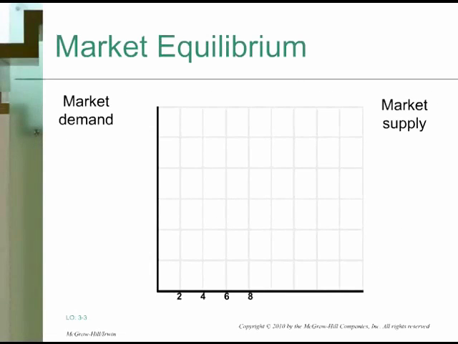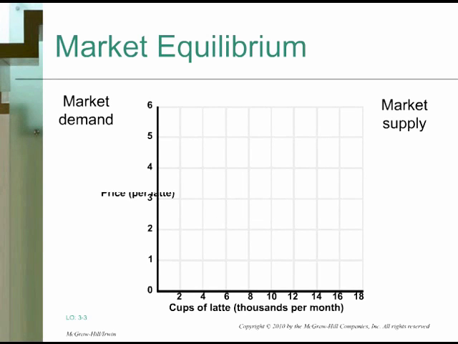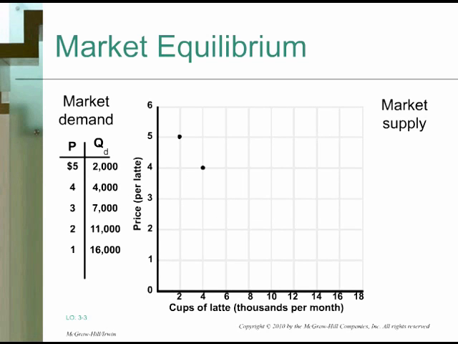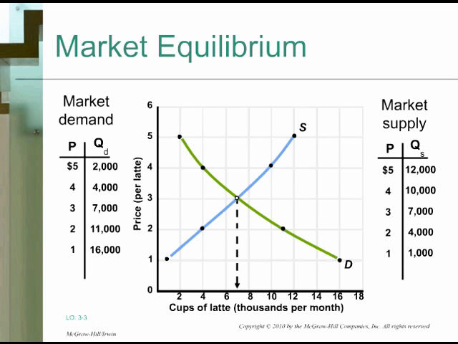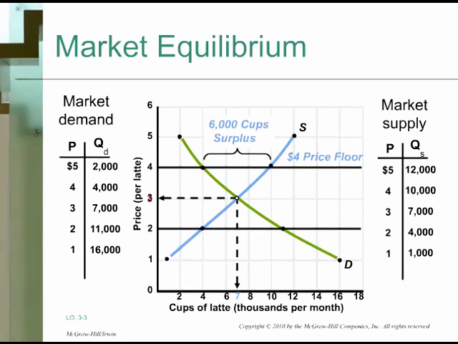Consider this on the diagram. Suppose we have the following market demand and market supply, which intersect at the price of $3 per latte, at which price quantity supplied and quantity demanded are both equal to 7,000 cups per month. Now, suppose that the government established a $4 per cup price floor, maybe in order to limit caffeine addiction. At that price, market quantity supplied is equal to 10,000 lattes per month, but market quantity demanded is only equal to 4,000 cups per month. As a result, there is a surplus of 6,000 cups per month.